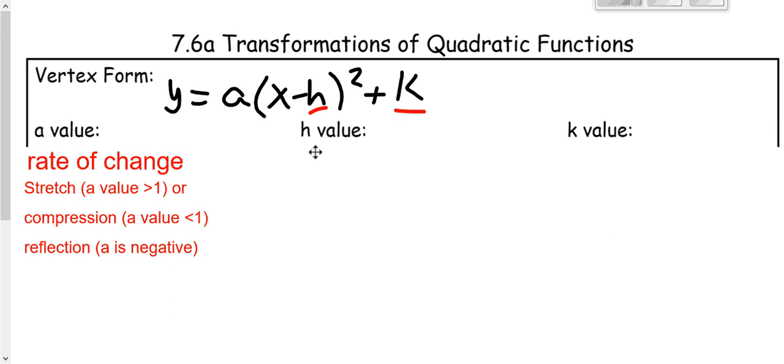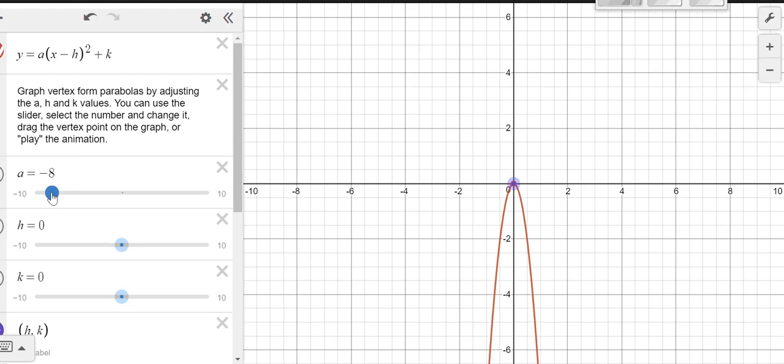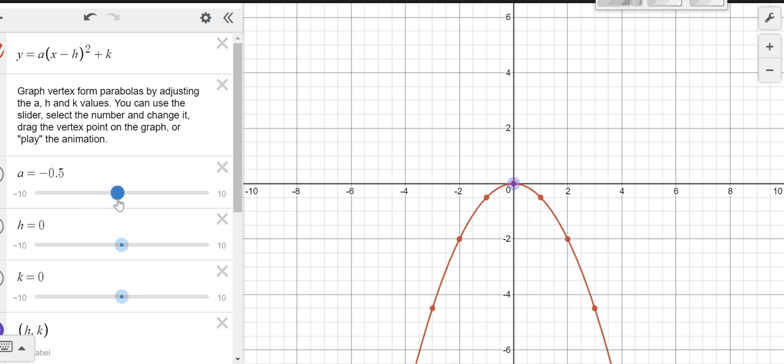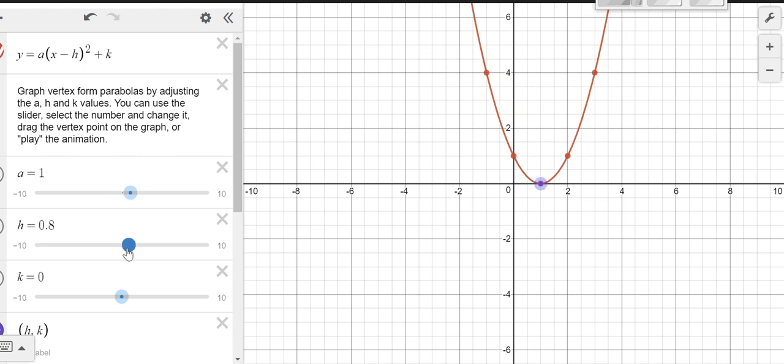Okay? So then we have our H value. Let's go look at what happens with our H value. I'm going to reset this back to 1, because that again is our parent function. Oops, too far. And I'm going to take my H value and play with that slider. I want you to take a moment, pause the video or let it pause for you, and just move your H value and see what happens.